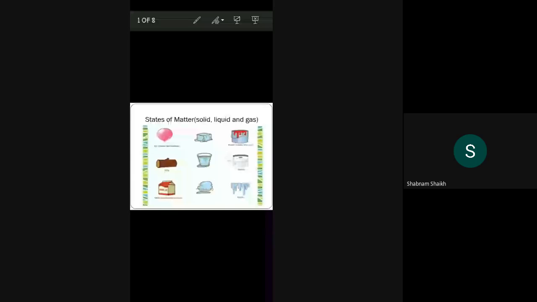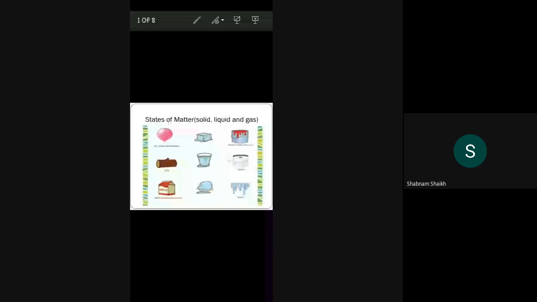Ma'am, solid has a fixed shape and fixed volume. What about liquid? Molecules are very close to each other. Intermolecular force of attraction is very high as compared to liquid and gases. So solids are also hard, hard to break the bonds.